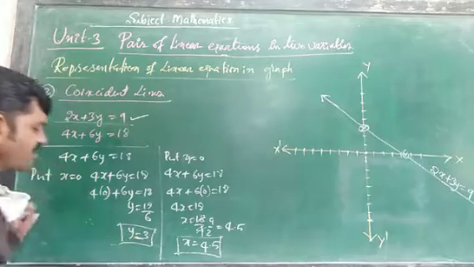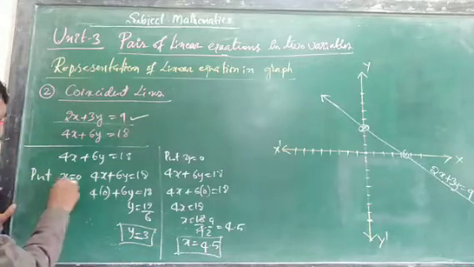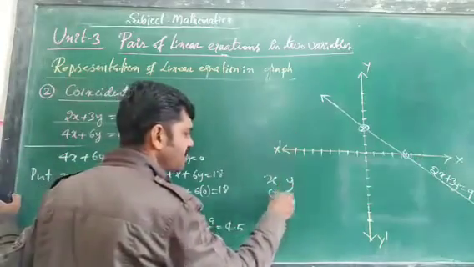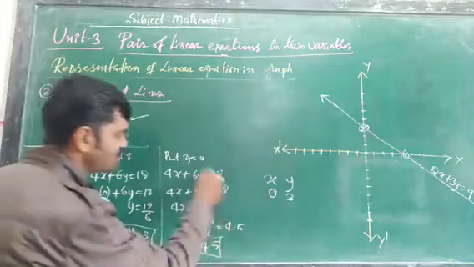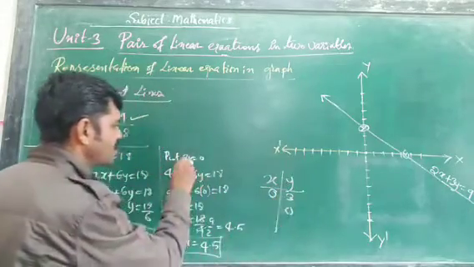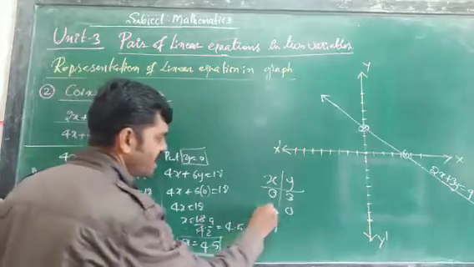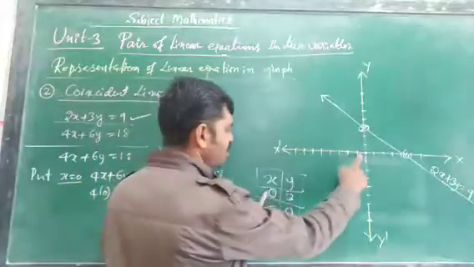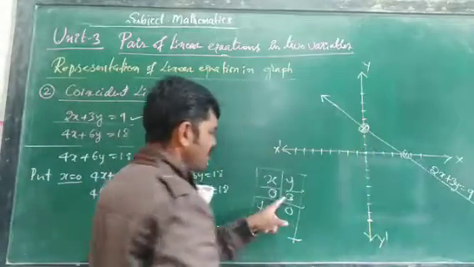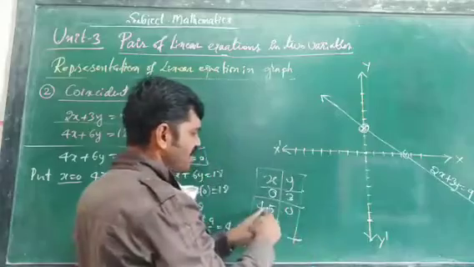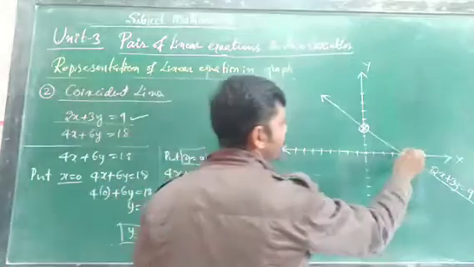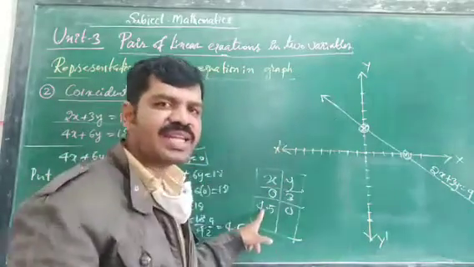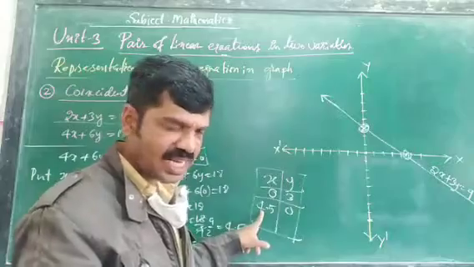So here x value 0 is given, and we obtained y value 3. y value 0 is given here, so that x value 4.5 obtained. Okay. So here x is equal to 0, here y is equal to 0, same thing. y is 0, x is equal to 4.5. So same thing. So one line is overlapping another line, one line is coinciding with another line.